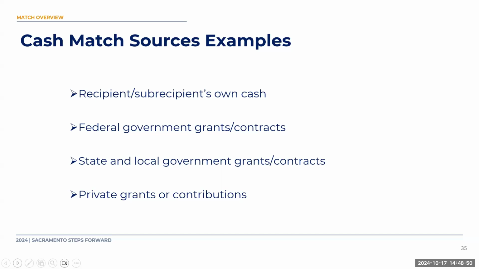State and local government grants and contracts sometimes can be seen as cash because they may allow you to use them on a host of activities, and you push them into particular project budgets based on your negotiations. And then, of course, private grants. If you have relationships with foundations or benefactors or donors from agencies, that may be where you're getting cash match to put into the project directly versus a partnership with the project. Okay, we're going to go to the next slide.